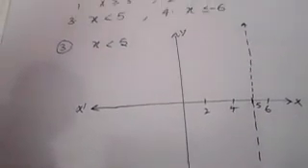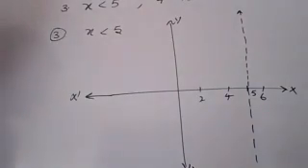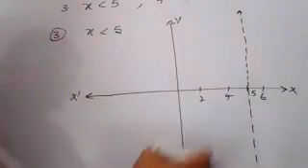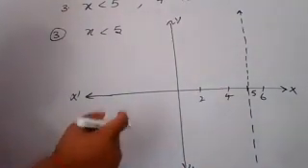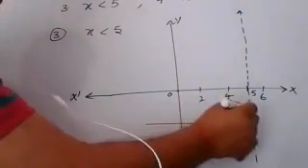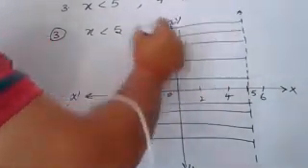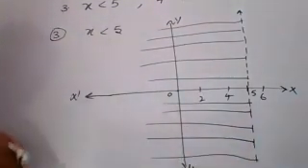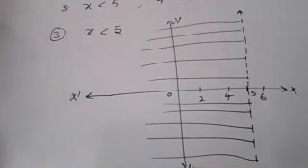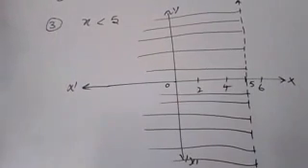Test point. If you put x is equal to 0, what do you find? x is less than 5, and x is less than 5 is correct. That part is correct. So you have to shade the portion from this line which contains the origin. So from this line you shade the portion towards the origin, and that gives your solution. Just plot it. So this is the solution for x less than 5.